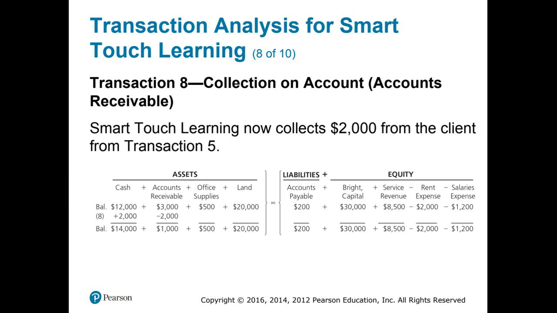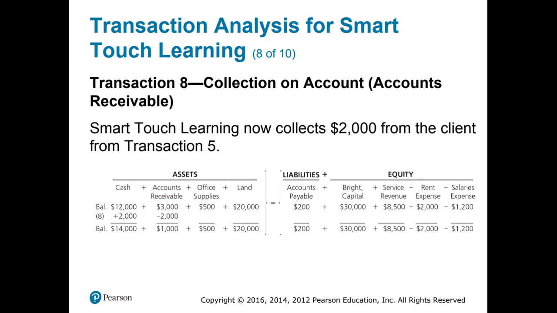And then transaction 8. So in transaction 5, we performed services for clients on account. So we went ahead and we performed the work and they said they were going to pay us later. So now we're going to collect $2,000 from that particular client. They're paying us $2,000 towards the services that we already rendered that they owe us for.